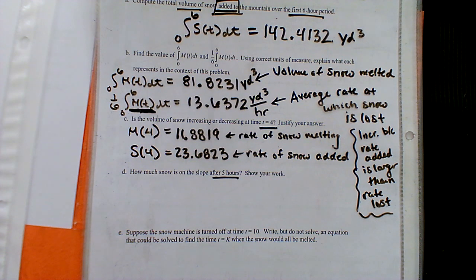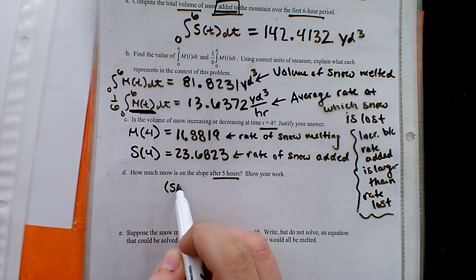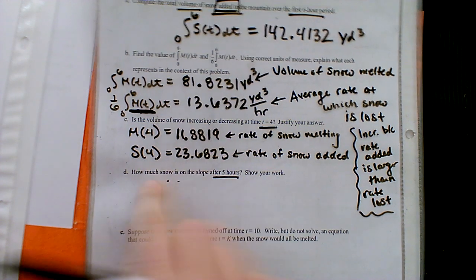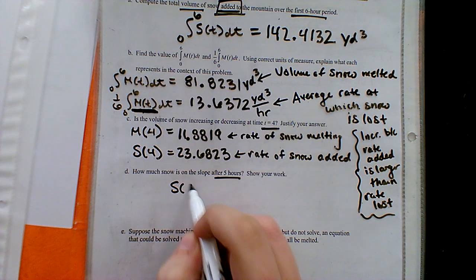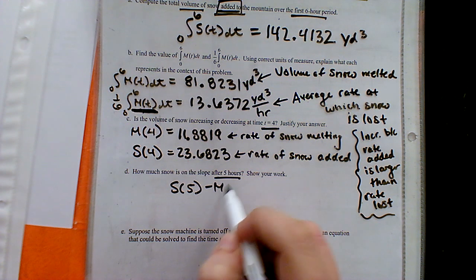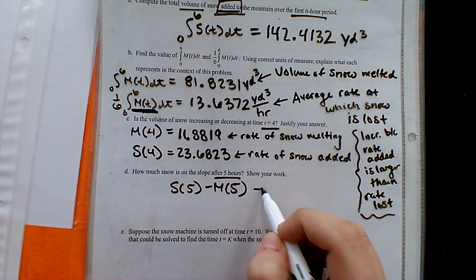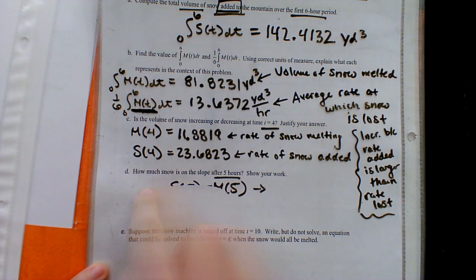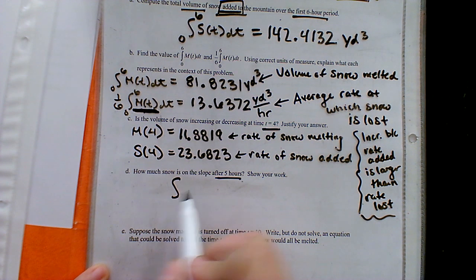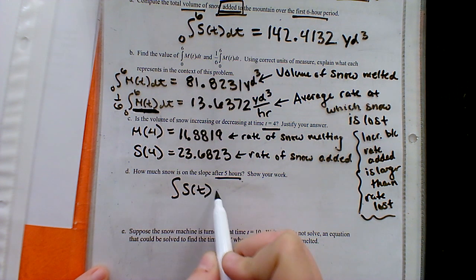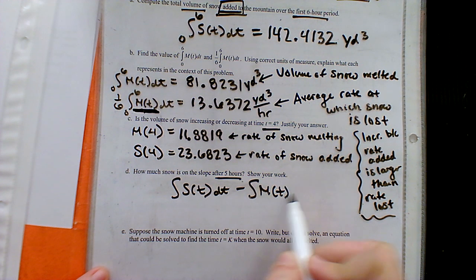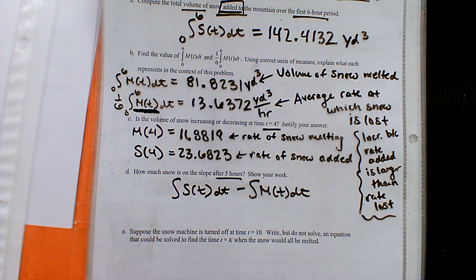What do you think, Christian? Okay, I'm thinking on this one we do S of T plug into 5. That's how much will be added, and then you subtract it by M of 5. If we do S of 5 minus M of 5, that's going to be this. So these are rates, so you have to do the area and then subtract. There we go. So the integral of S of T minus the integral of M of T.